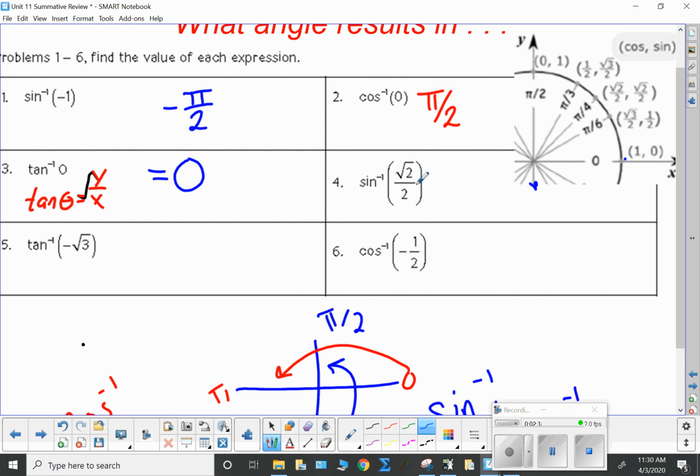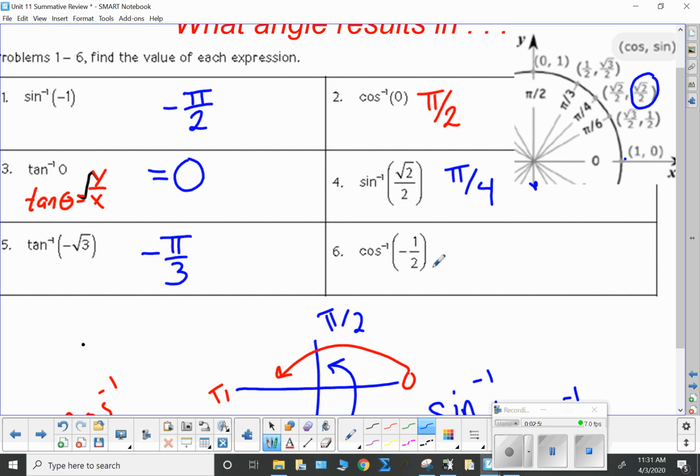The inverse sine of root 2 over 2. Right here. There's root 2 over 2, and it's positive, so we are at pi over 4. The inverse tangent of negative root 3. And remember, we're going from negative pi over 2 to pi over 2. Tangent is negative in the fourth quadrant, so this is going to be a negative angle. And tangent root 3 is pi over 3 family, so this is going to be negative pi over 3.